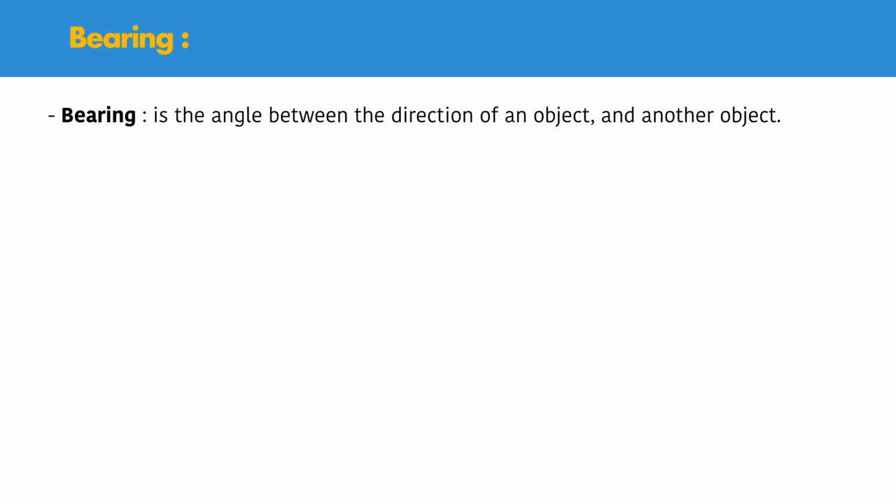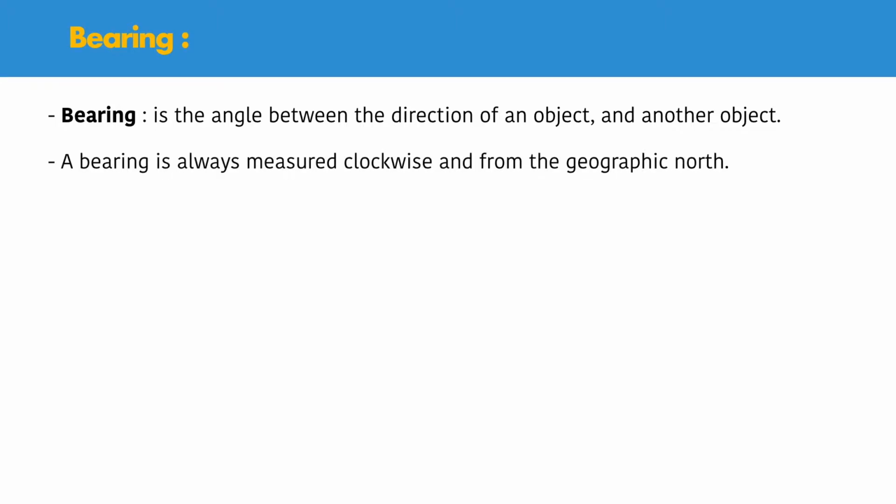So, what is a bearing? In wilderness navigation, a bearing is just an angle between the direction of an object and another object. It's what helps us know in which direction something is. Before I show you how to measure a bearing, I want you to know that a bearing on a map is always measured clockwise, from the geographic north.